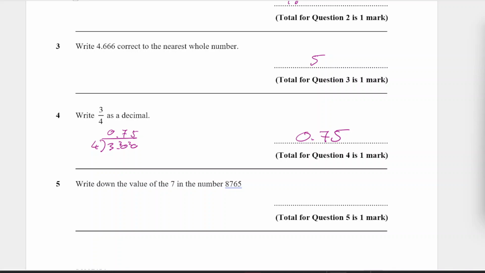Question 5, write down the value of the 7 in the number. So we're looking at 700. You could write that in words. I tend to just write 700.